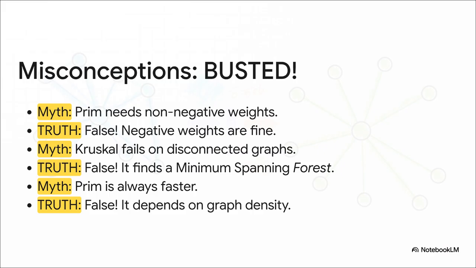Myth number 2, Kruskal's breaks if the graph is in disconnected pieces. Nope, false again. It'll just find a minimum spanning forest, which is just the best tree for each separate island in your graph. And the biggest myth of all, Prim's is always faster. No way. As we've seen, it totally depends on how dense your graph is.